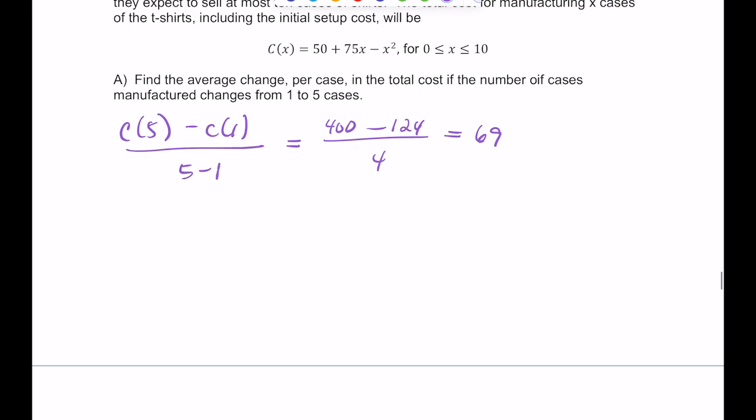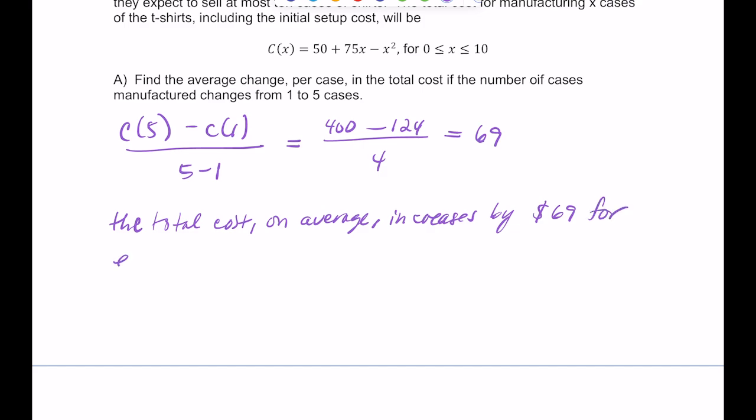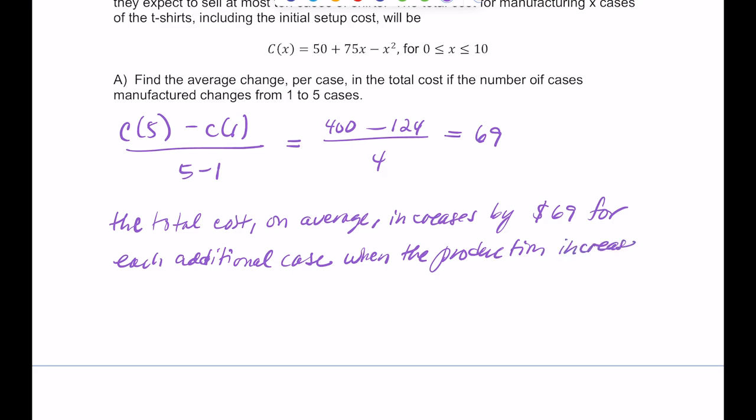What that represents is the total cost, and again, this is on average, increases, since it's positive, by $69 for each additional case when the production increased from 1 to 5 cases.